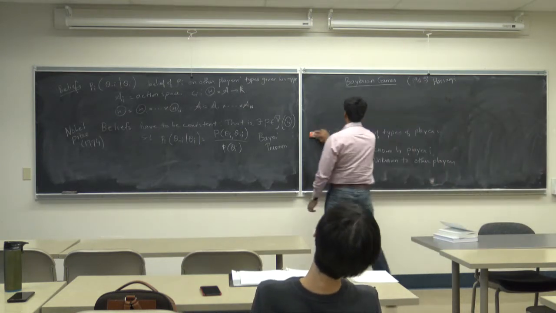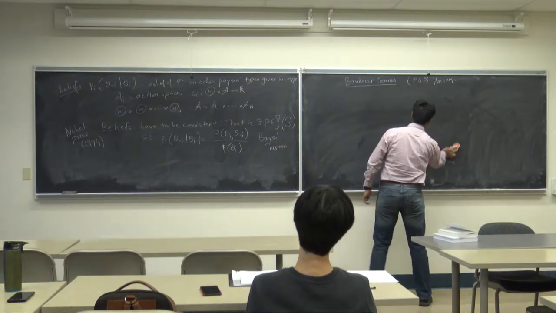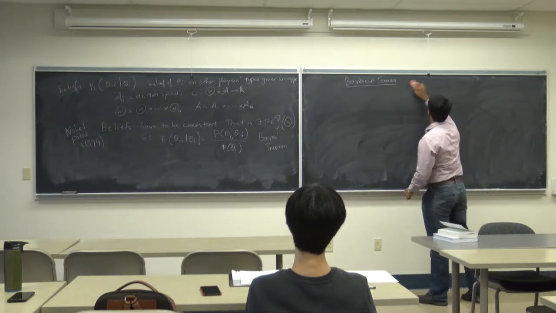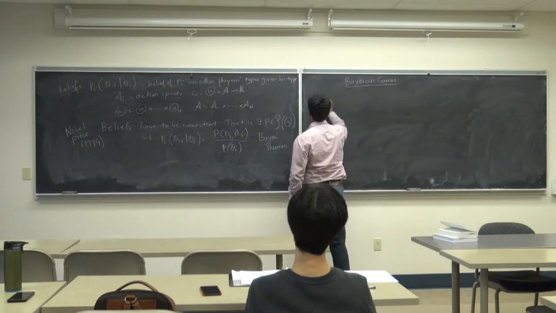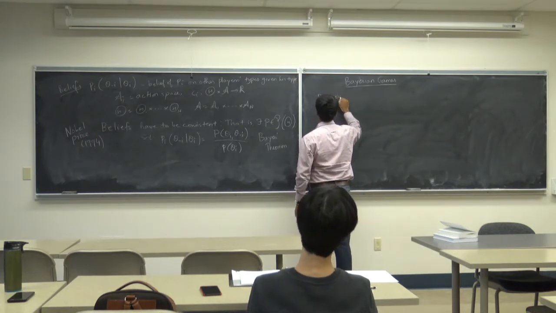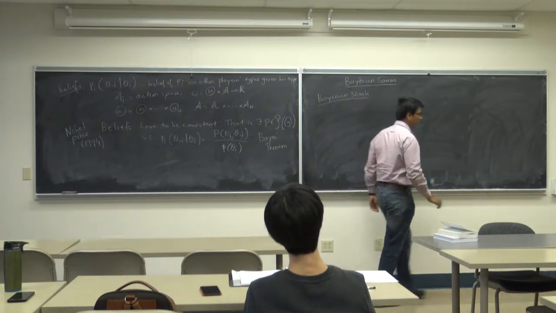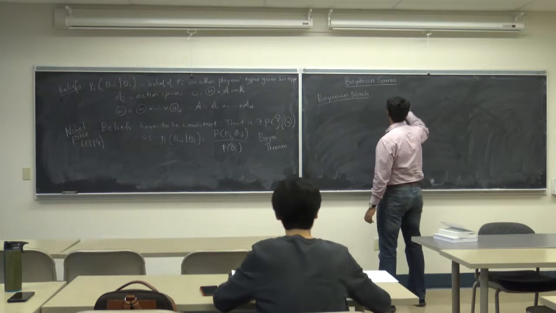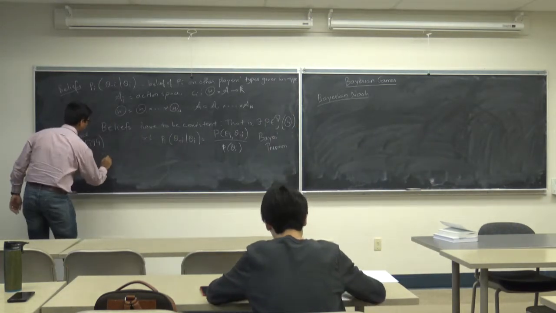So what should be the definition of a Bayesian Nash equilibrium? The definition is, so what's the strategy set? So my strategy set would be pure strategy, okay?